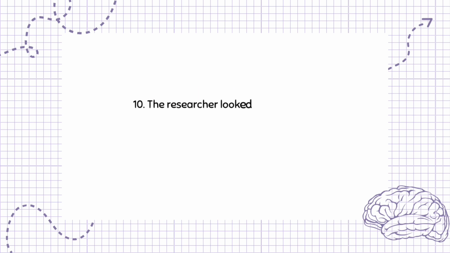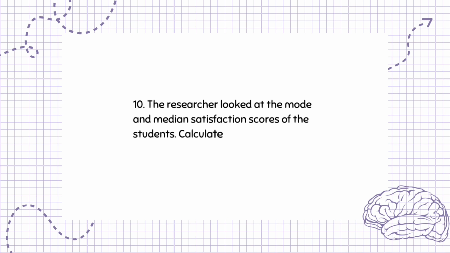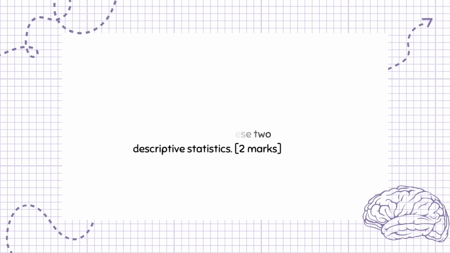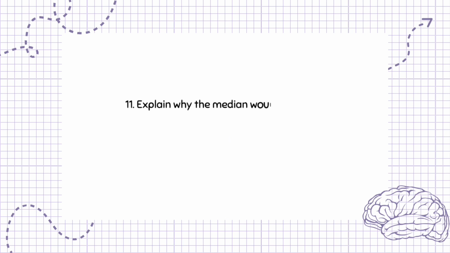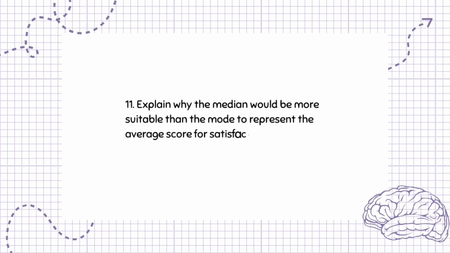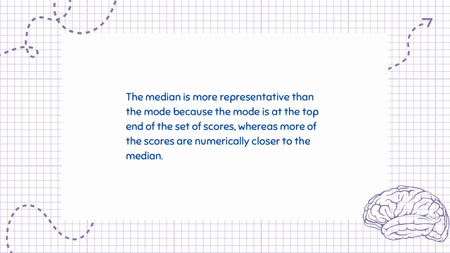Question 10. The researcher looked at the mode and median satisfaction scores of the students. Calculate these two descriptive statistics. 2 marks. The mode is 19. The median is 12. Question 11. Explain why the median would be more suitable than the mode to represent the average score for satisfaction for the students. 2 marks. The median is more representative than the mode because the mode is at the top end of the set of scores, whereas more of the scores are numerically closer to the median.